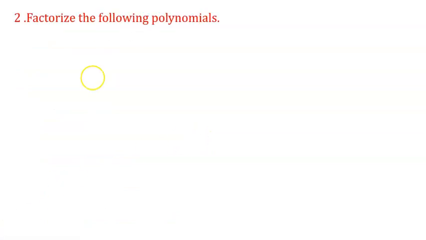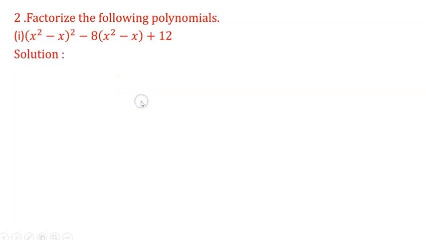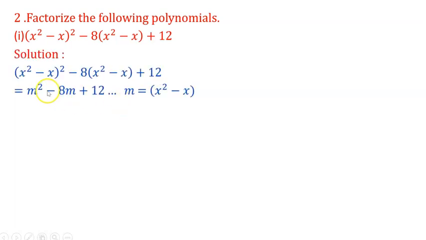Now next, factorize the following polynomials. First, (x² − x)² − 8(x² − x) + 12. Again, x² − x appears in both places, so these are the common terms. Therefore, here we will substitute m for x² − x. Therefore, our expression will become m² − 8m + 12, since (x² − x)² means m².